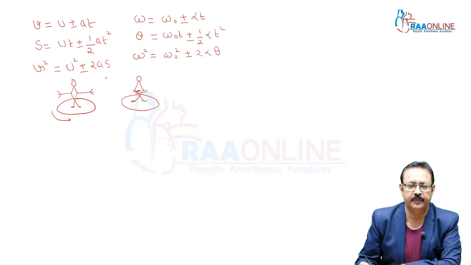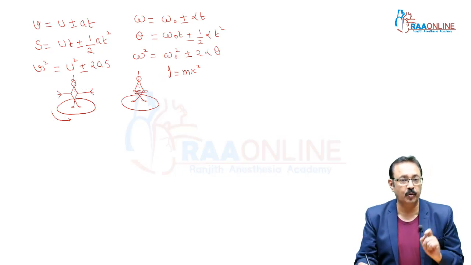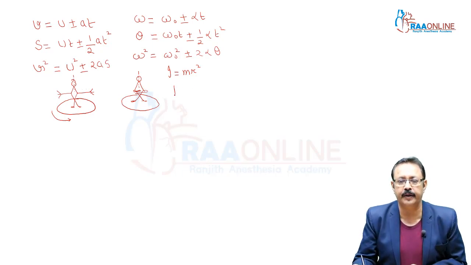What will happen now? Since in this case, some mass is away from the axis of rotation. This mass was away from it. And after folding your hands, all mass is now near to the axis of rotation. And we know that I is equals to mr square. In this way, you decrease the value of I, but no external torque was present there. So L should be constant.